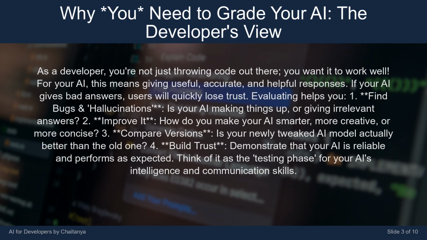Evaluating helps you: 1. Find bugs and hallucinations. Is your AI making things up or giving irrelevant answers? 2. Improve it. How do you make your AI smarter, more creative, or more concise? 3. Compare versions. Is your newly tweaked AI model actually better than the old one? 4. Build trust. Demonstrate that your AI is reliable and performs as expected. Think of it as the testing phase for your AI's intelligence and communication skills.